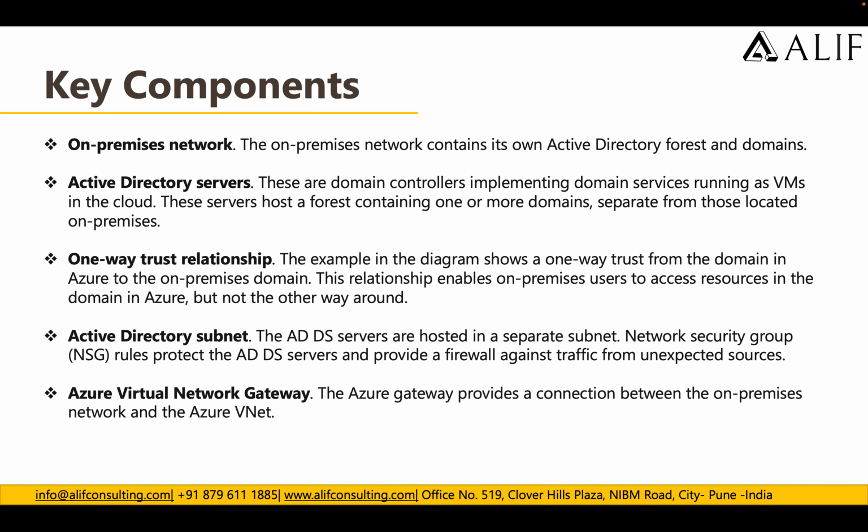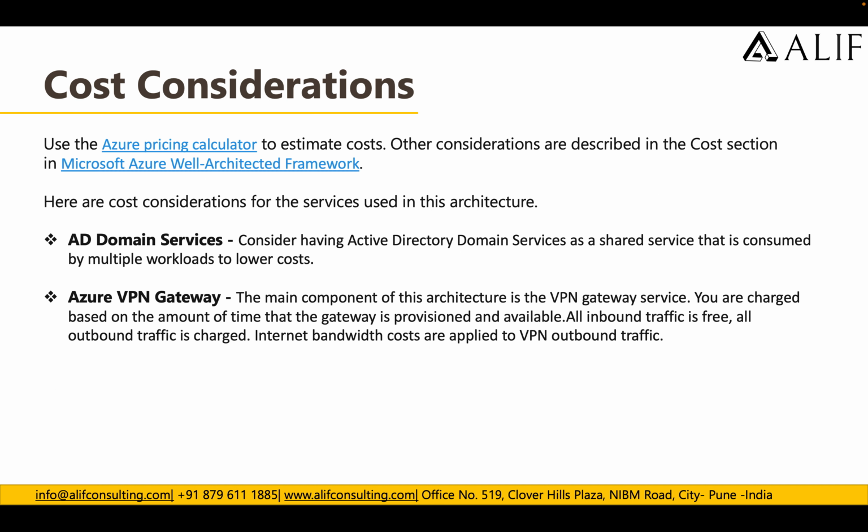Here are the key components: on-premise network, Active Directory domain server, one-way trust relationship, Active Directory subnet, and the Azure Virtual Network Gateway. Now, if you really want to know more about Azure Virtual Network Gateway, there's a link in the description. You can go and learn more about that and have a deep dive into this service.